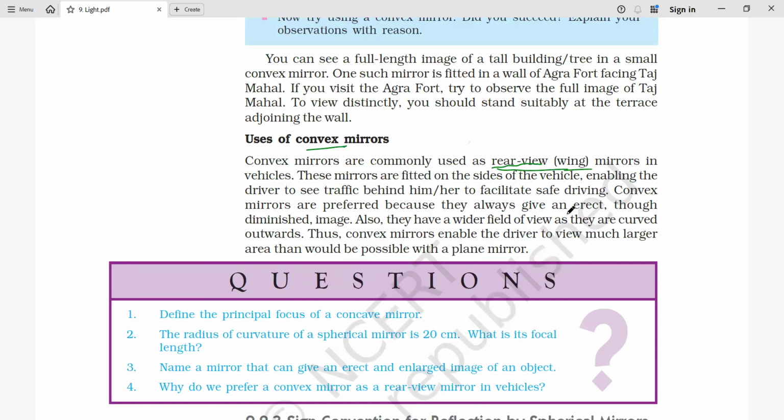So why is it beneficial? It is going to provide always an erect image. That is important. It gives a wider field of view as it is curved outwards, so that we can realize it in vehicles, and drivers will be able to see a larger area. So these are the applications of convex mirrors and concave mirrors.